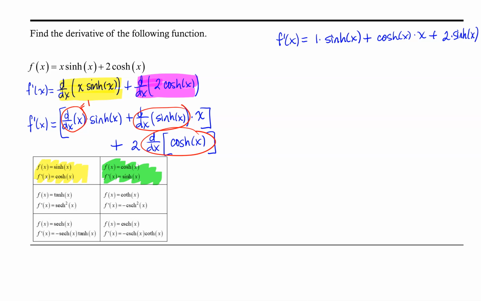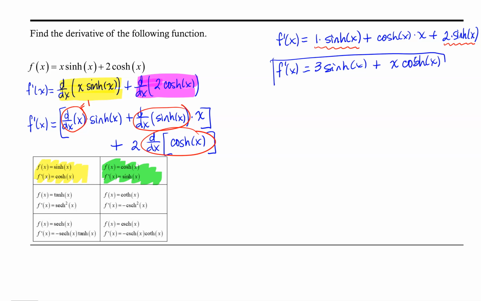And now just simplifying this a little bit, we can see we have 1 times sinh of x and 2 times sinh of x. So we have a total of 3 sinh of x, or 3 copies of sinh of x. So 3 sinh of x plus x cosh of x is our derivative.